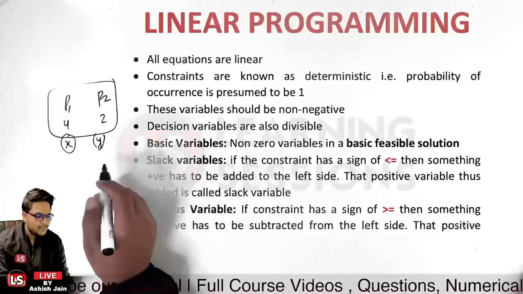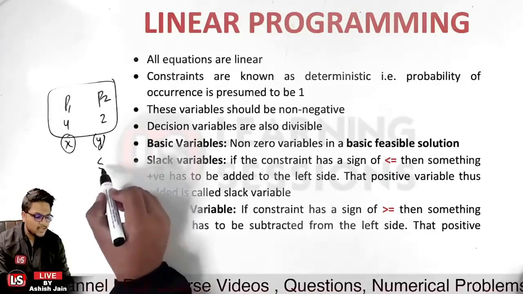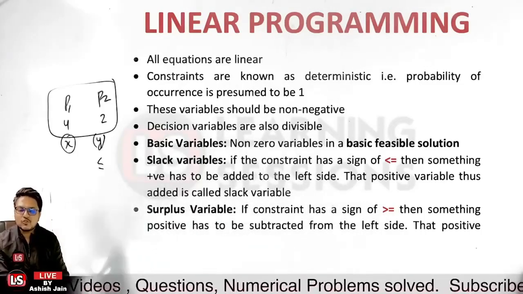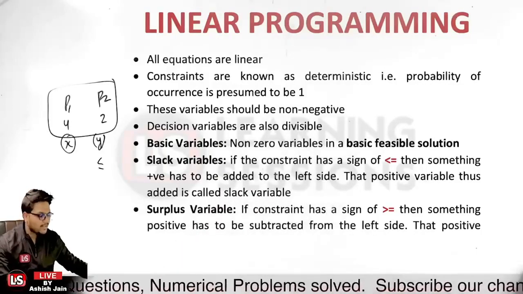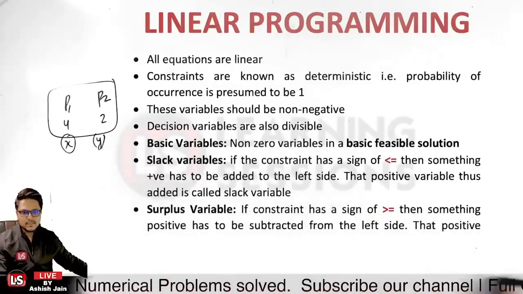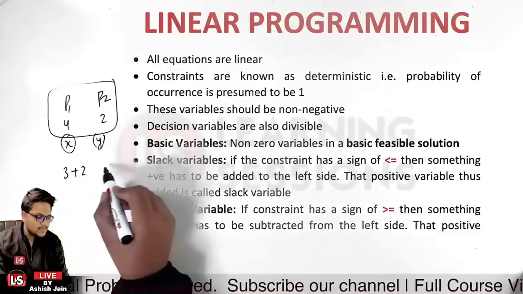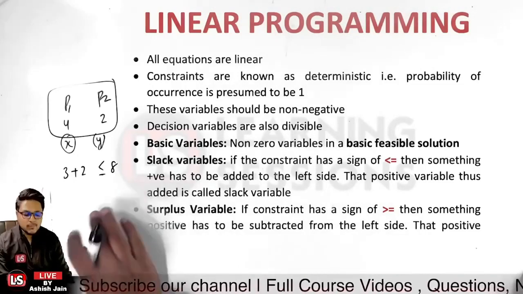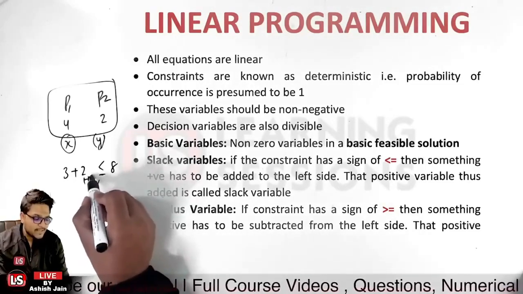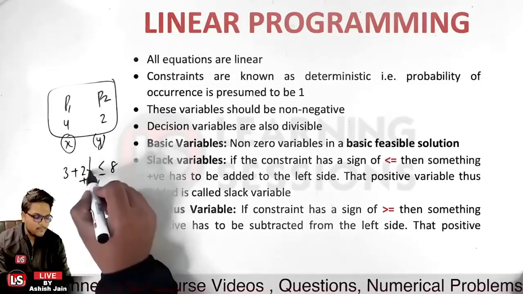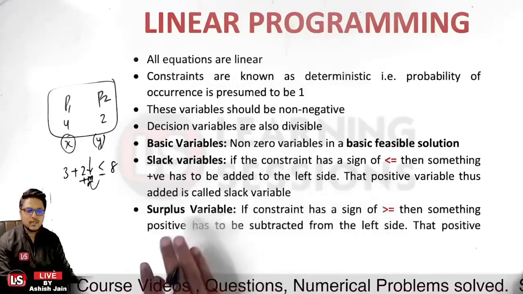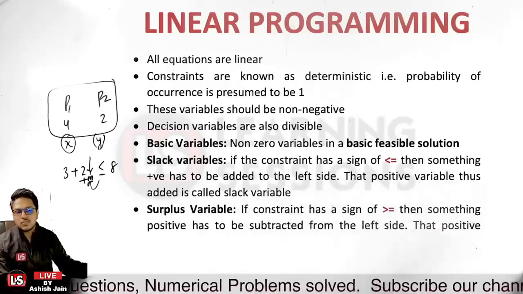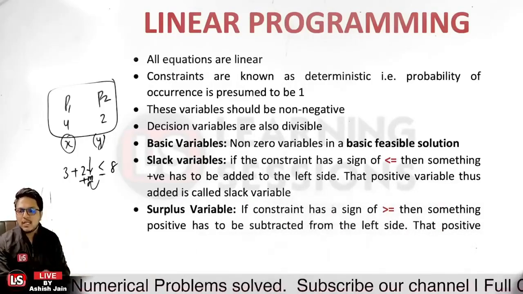And further, when we have a linear relationship with the inequality lesser than or equal to, in that particular case we have to add something to the left hand side so as to make it equal to the right hand side. Just for an example, if I say that 3 plus 2 is lesser than or equal to 8, in that particular case I have to add something. That would be the slack variable over here. So if the constraint has a sign of lesser than or equal to, then something positive has to be added on the left side so as to make it equal to the right hand side.